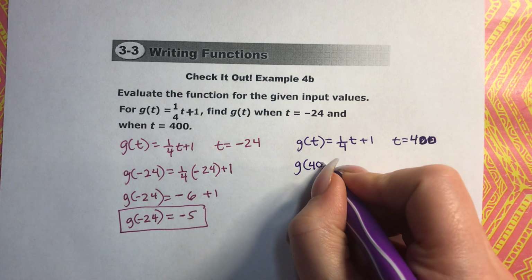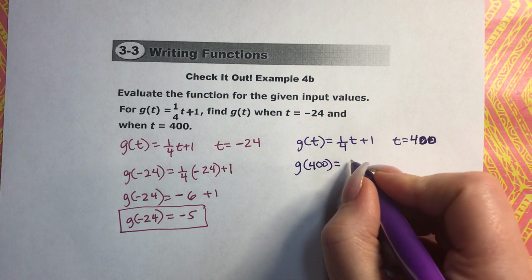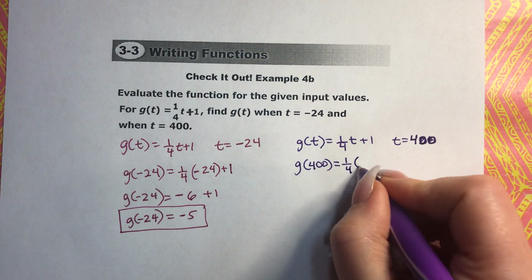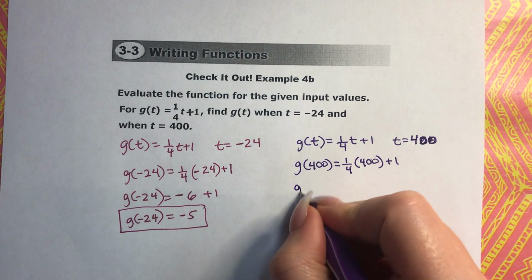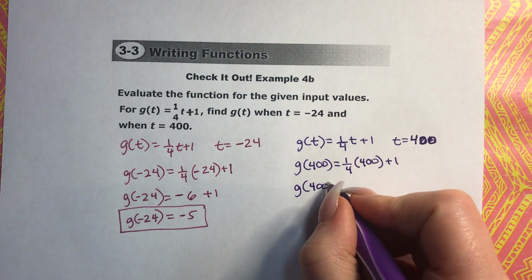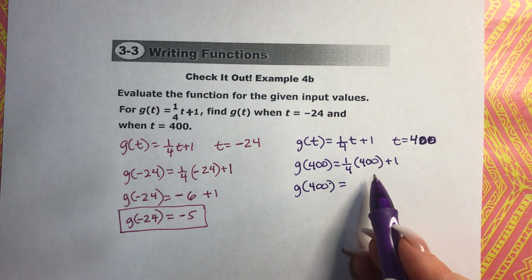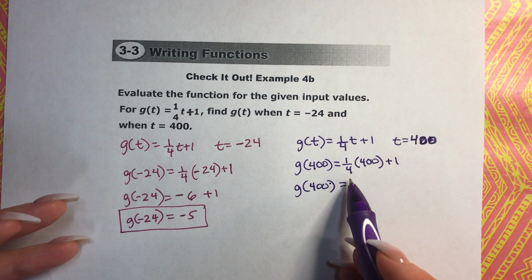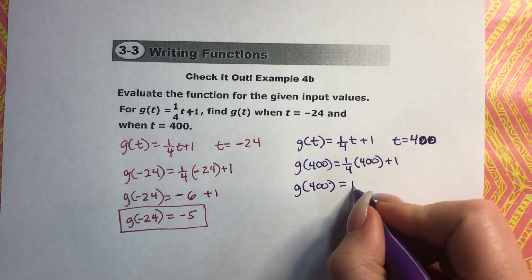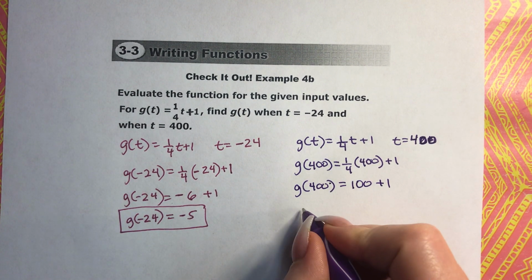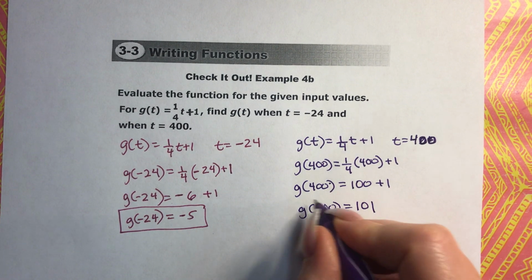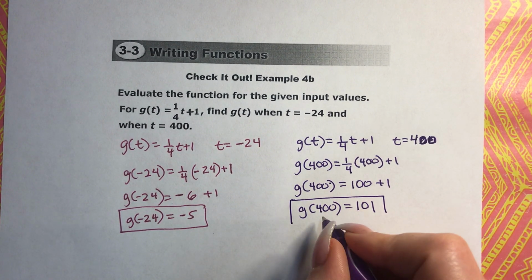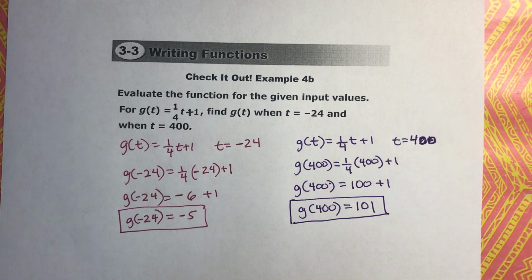g of negative 400 equals 1/4 times negative 400 plus 1. 1/4 times 400, or 400 divided by 4, means the same thing as 100, so negative 100. Plus 1 means that g of negative 400 is equal to negative 99. So if you got that one right, you did a wonderful job, and we'll see you in a little bit for example 5.